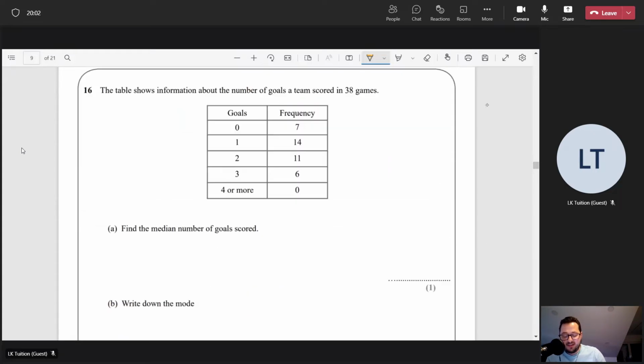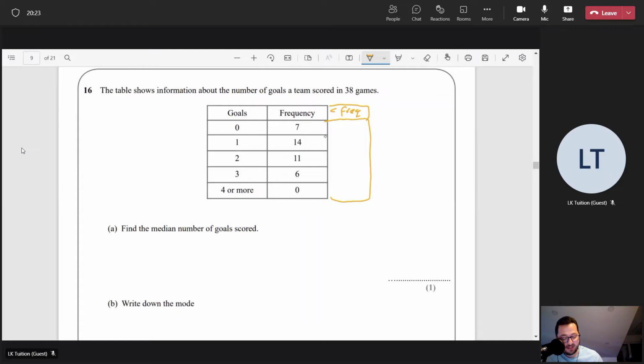Number 16, the table shows information about the number of goals scored in 38 games. Find the median number of goals scored. So with this, you want to write the cumulative frequency. So that's when you add them up as you're going along. So we'll just write that as C freq.